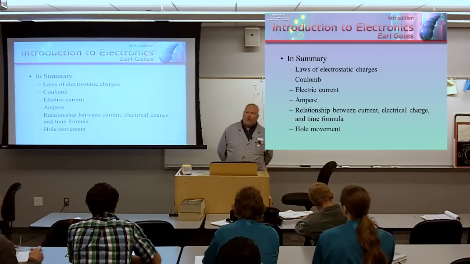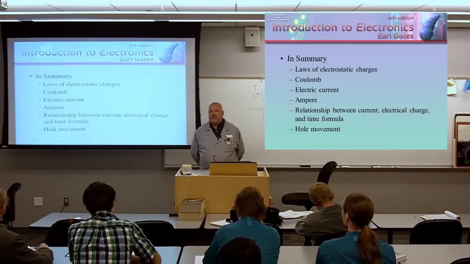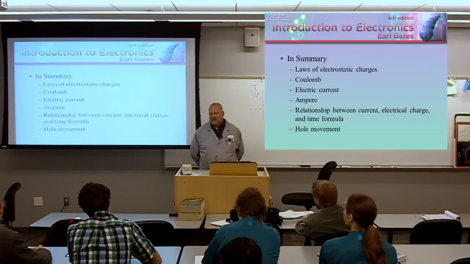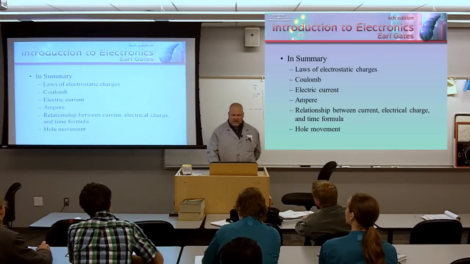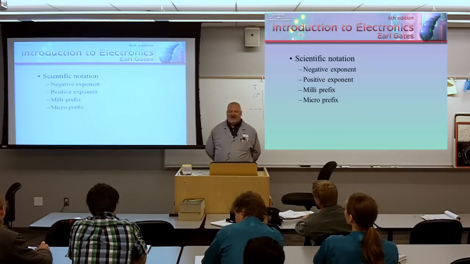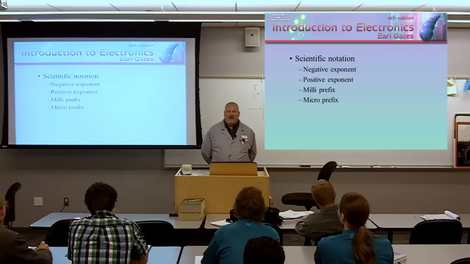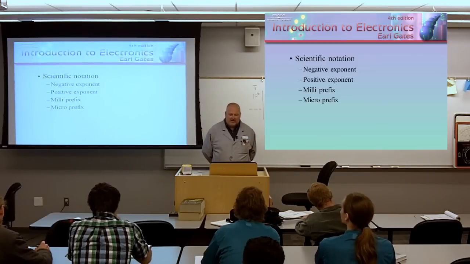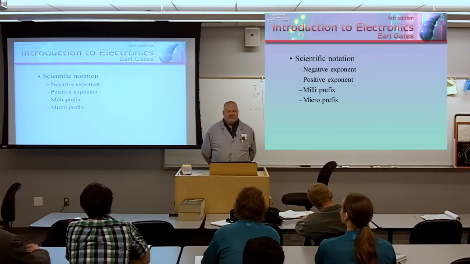We talked about holes moving. Holes move in the opposite direction of electrons. Electrons travel negative to positive, holes travel positive to negative. We talked about scientific notation. Negative exponents, specifically milli, micro, nano, and pico. And we talked about positive exponents, specifically kilo, mega, giga, and tera.